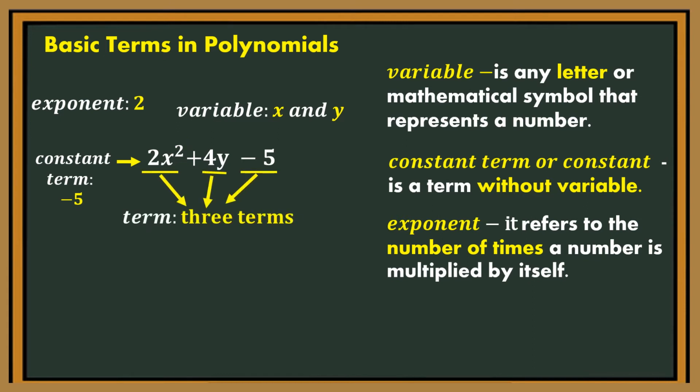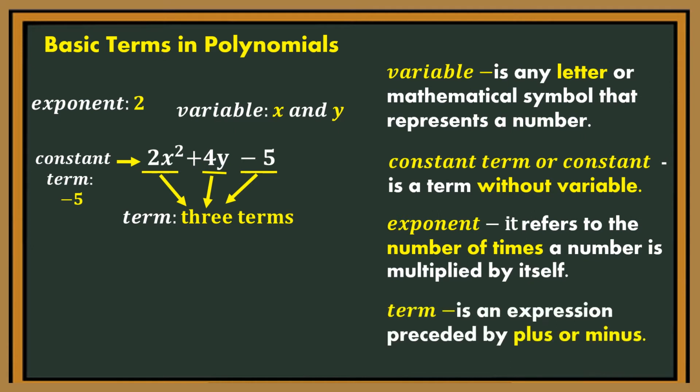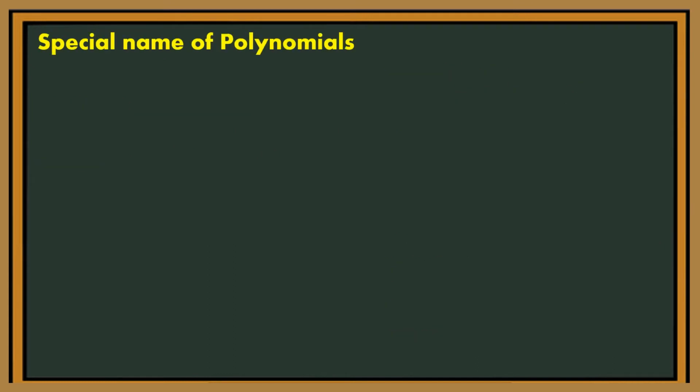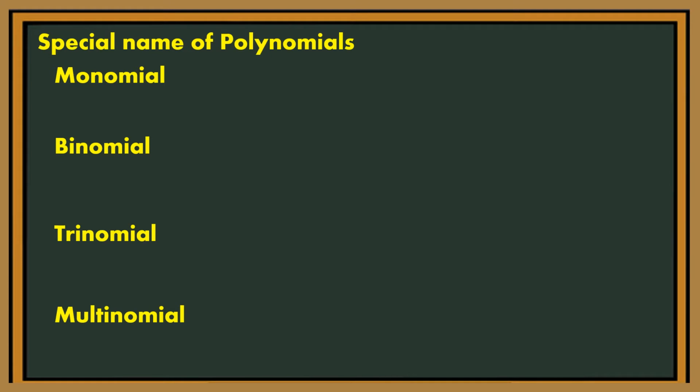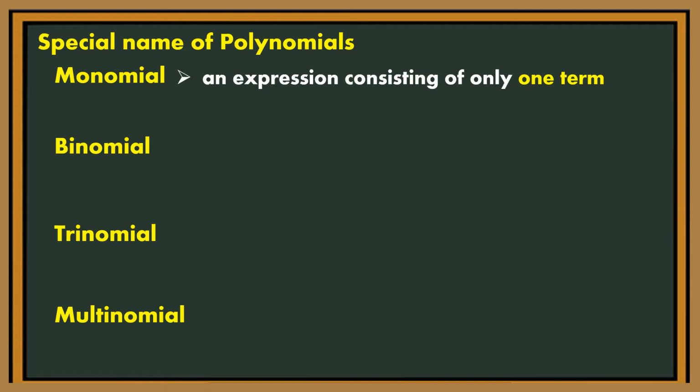Term. So we have here 3 terms. So what is a term? A term is an expression preceded by plus or minus. A polynomial has a special name. These are monomial, binomial, trinomial, and multinomial. So what is a monomial? It is an expression consisting of only one term. Examples: 2x squared, 3b, 17, and x cubed y squared.